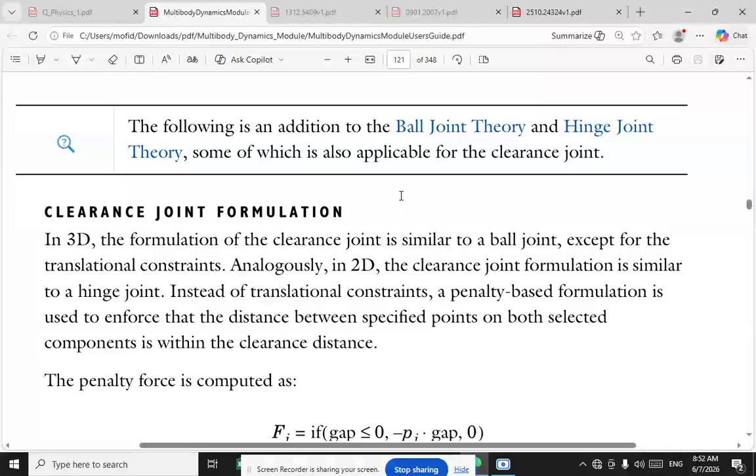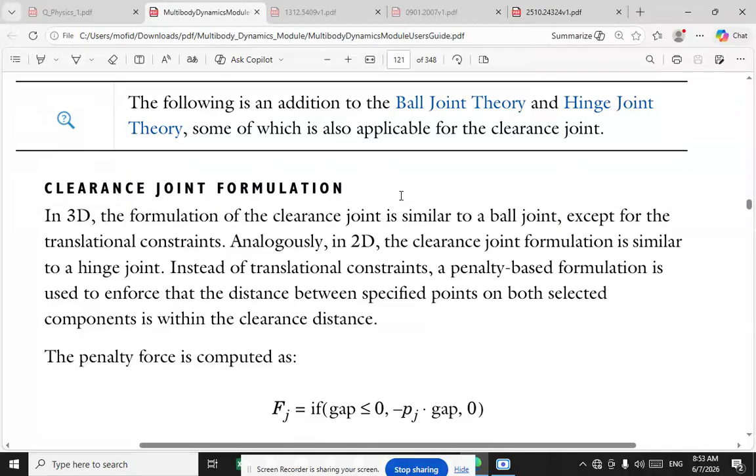Clearance joint formulation. In three dimensions, the formulation of the clearance joint is similar to a ball joint except for the translation constraints. In two dimensions, the clearance joint formulation is similar to a hinge joint. Instead of translation constraints, a penalty-based formulation is used to enforce that the distance between specified points on both selected components is within the clearance distance.